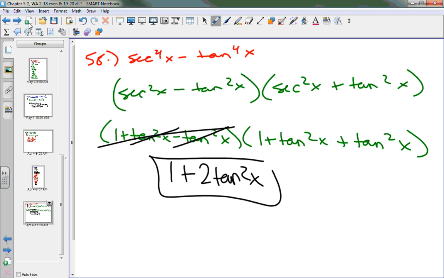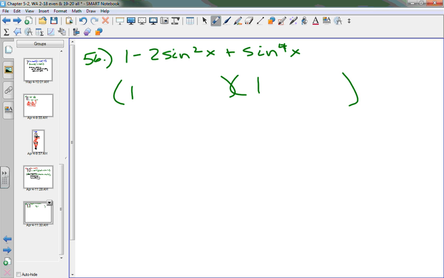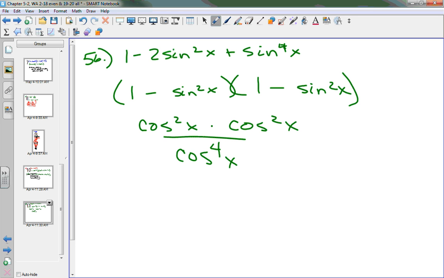That one's done. What's the other one? 56 over 64. 56. Okay, same thing, you're going to factor binomials. 1 and 1. I need a positive sign, but a negative 2, so that's minus, minus, sine squared of x, sine squared of x. What is 1 minus sine squared of x? It's cosine squared. So I have cosine squared times cosine squared to give me cosine to the 4th.